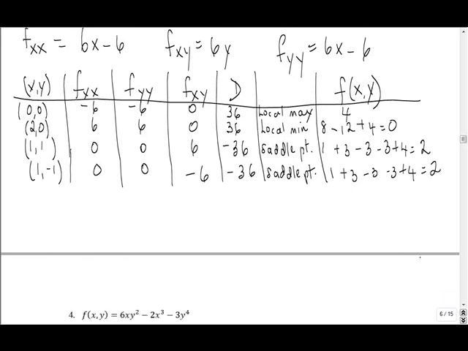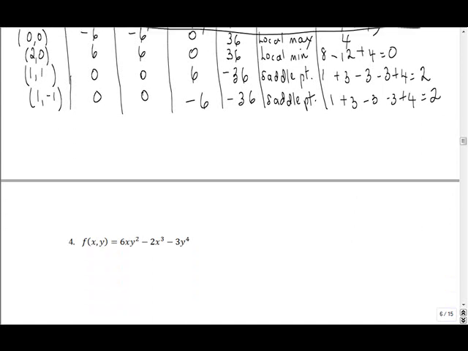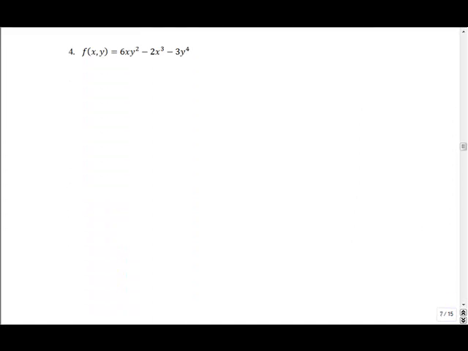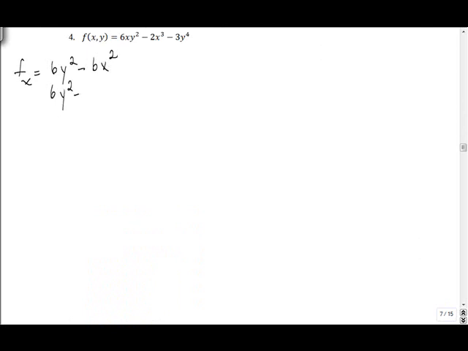I want to do one more and then you'll try one, okay? Number 4. Okay, one person give me fx. 6y squared minus 6x squared. Put it equal to 0. Reduce. y squared minus x squared is 0.